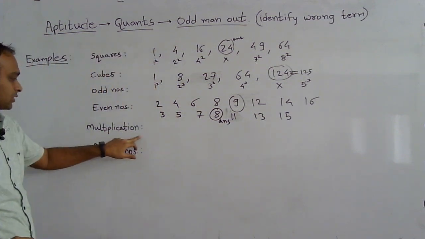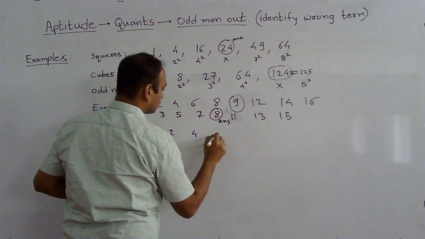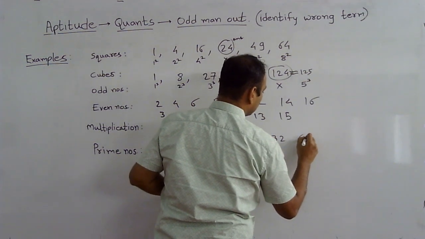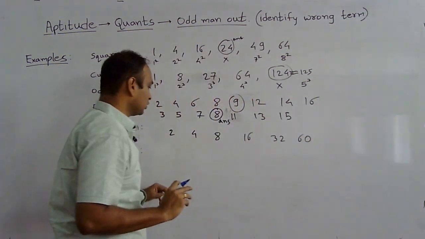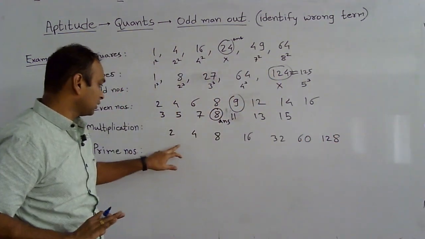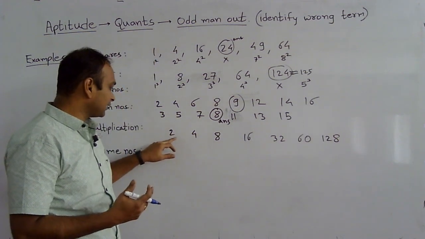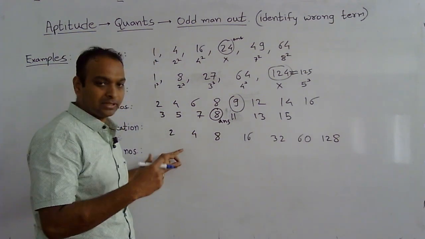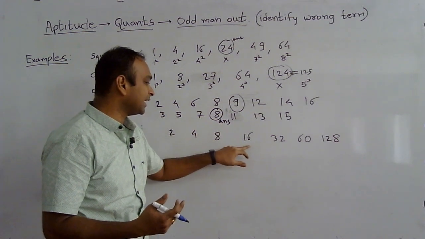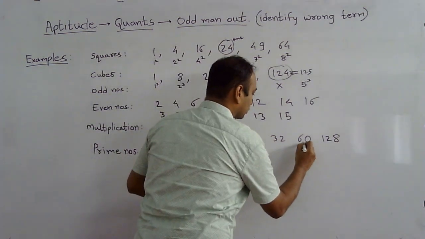In case of multiplication, we can have examples like, let's say 2, 4, 8, 16, 32, 60, and so on. Maybe next term we can take as 128, for example. So here, what is happening? If you concentrate on the series 2, 4, 8, 16, we are doubling the number each time. Double of 2 is 4, double of 4 is 8, double of 8 is 16, 32. Double of 32 is actually 64.